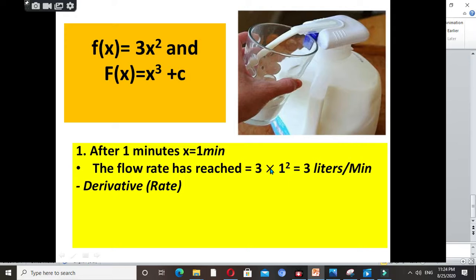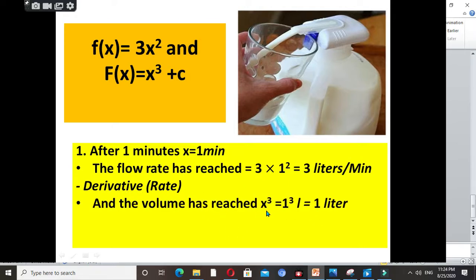Then the volume has reached x cube, and c is 0 in this case. So x cube equals 1 cube, that is 1 liter. This is the volume, and it is known as the integration volume. Again, by the same function, small f(x) and capital F(x), two types of function, integrated and derivable function.